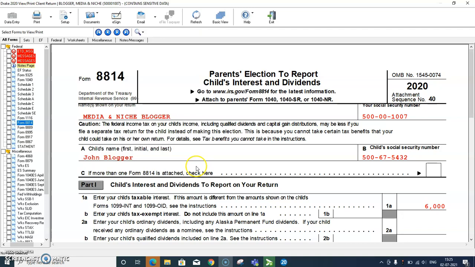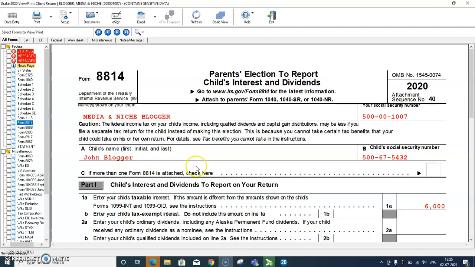But if you and your new spouse do not file a joint return, you qualify to make the election only if you have higher taxable income than your new spouse. Please note, you and the child's other parent were not married but lived together during the year with the child. You qualify to make the election only if you are the parent with the higher taxable income. Please guys, remember this point.